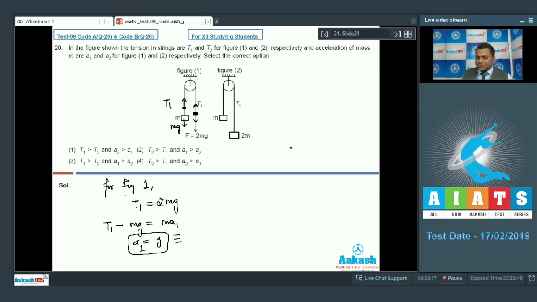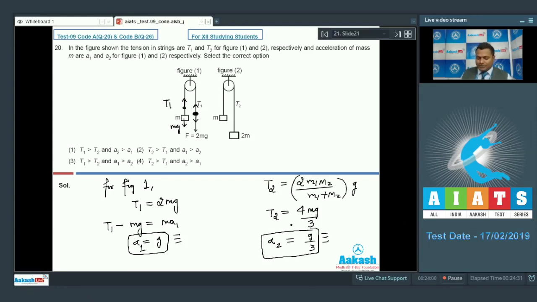Now consider the situation in diagram 2. In diagram 2, the tension is T2. In such a situation, the tension in the string will be given by the expression 2 m1 m2 divided by m1 plus m2, multiplied by gravity g. After solving, we get the value of T2 as 4 mg divided by 3, and the acceleration, that is A2, will be g by 3. Now read the options and compare them according to your situation and pick the correct answer.